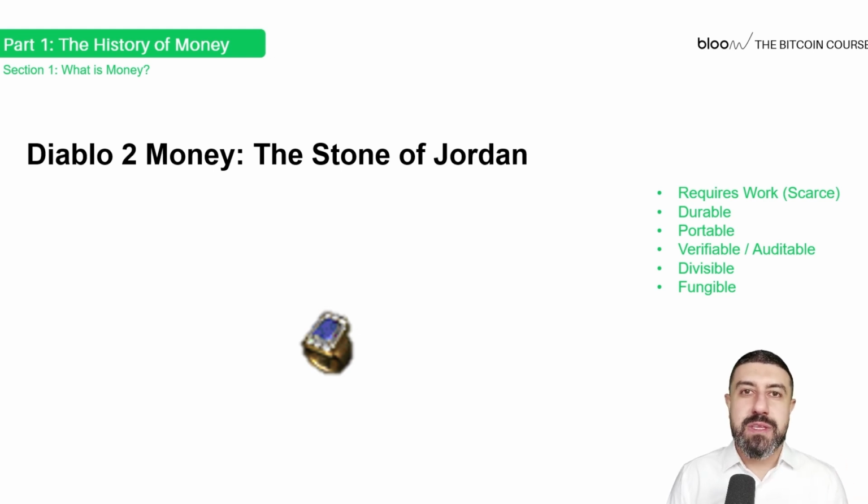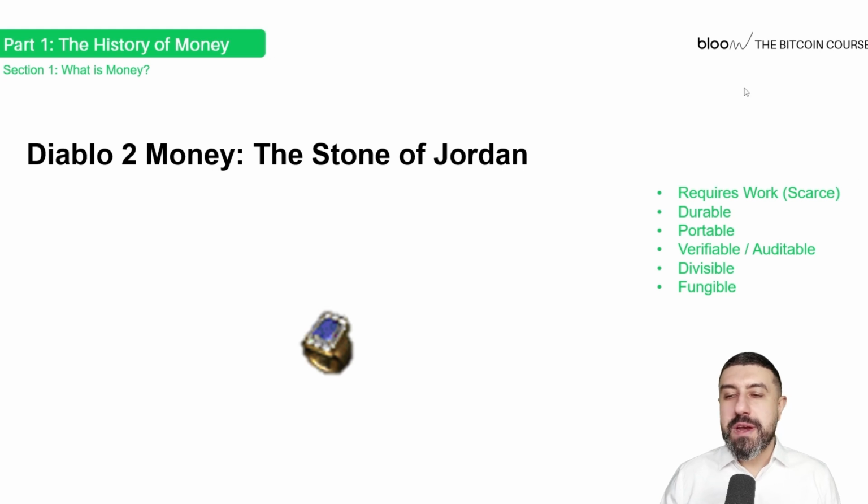So everything was accounted in Stones of Jordan, and Stones of Jordan became money. That was the main currency used in this game. For the whole period of time that I played this game, where there was a huge, vibrant economy of trading, the de facto money was Stones of Jordan. And who chose that? It emerged naturally.